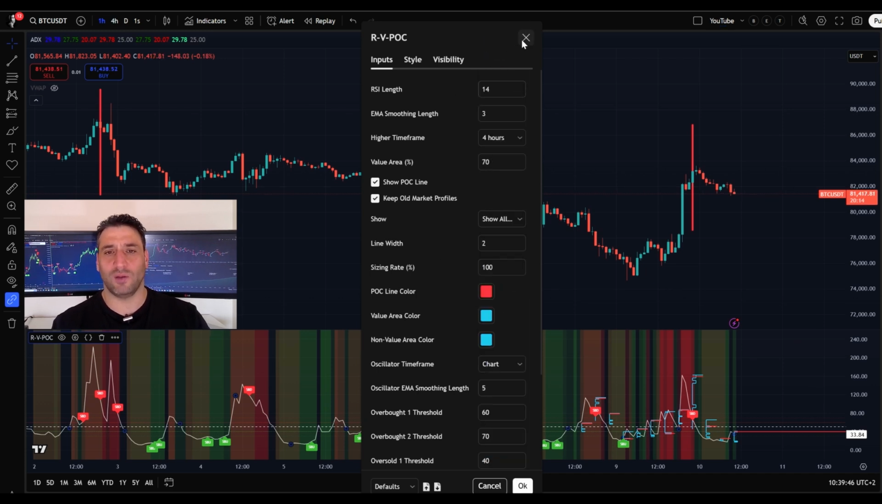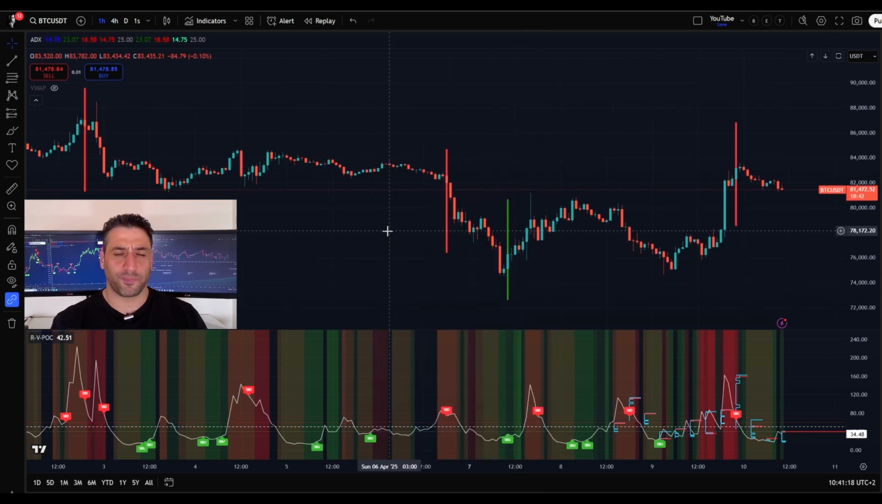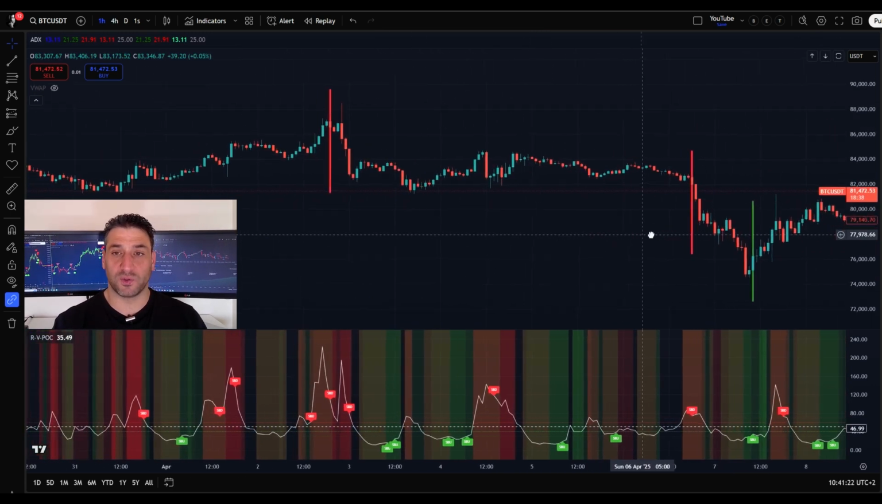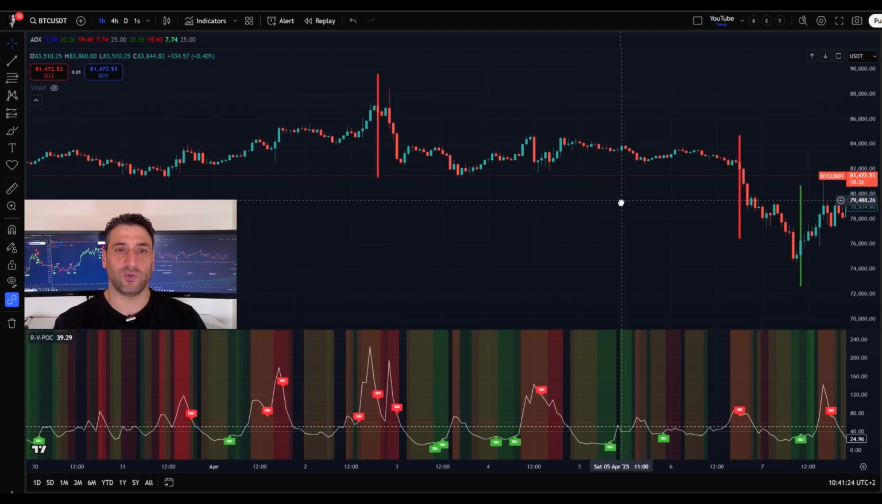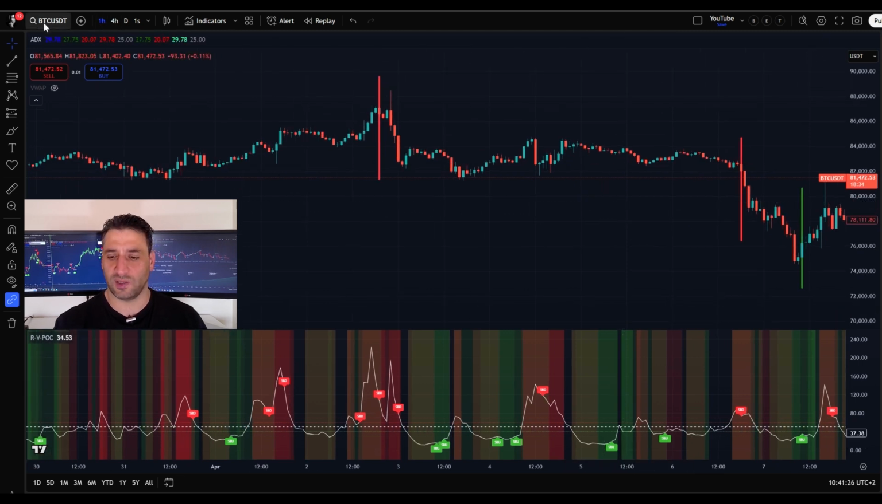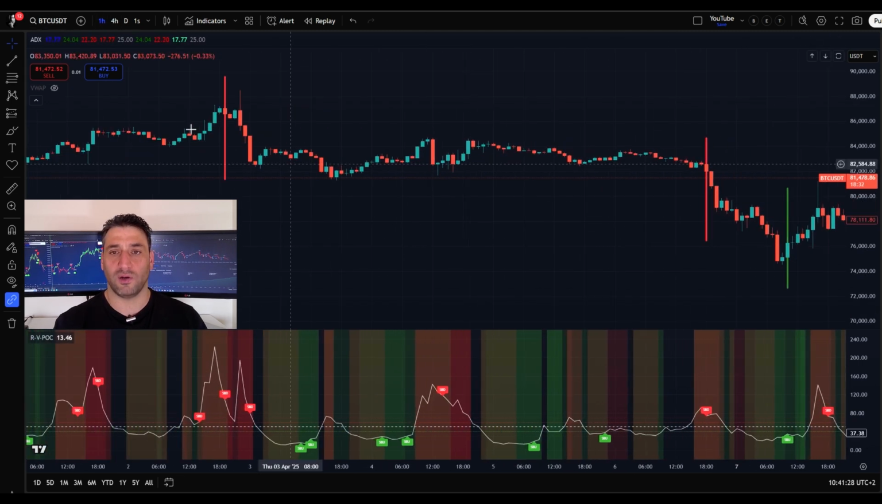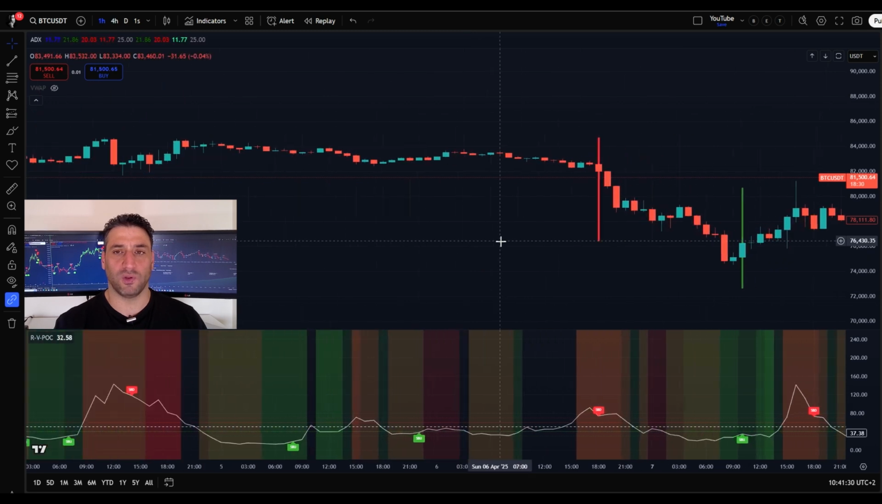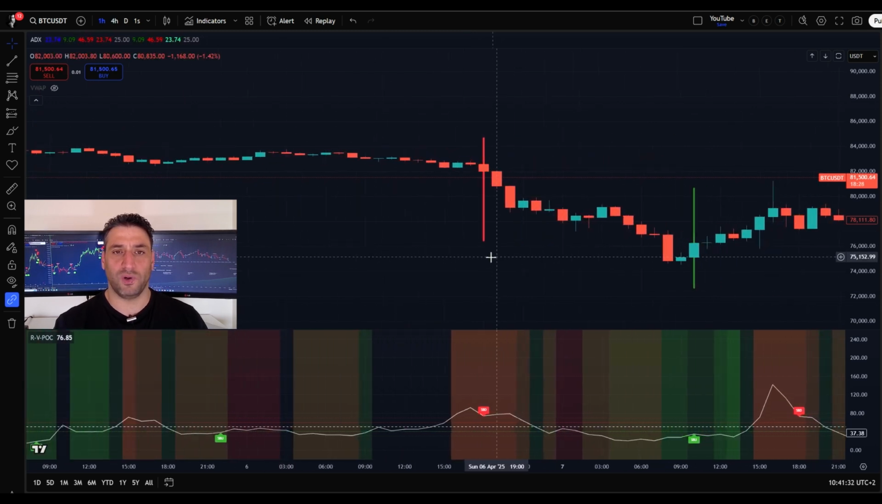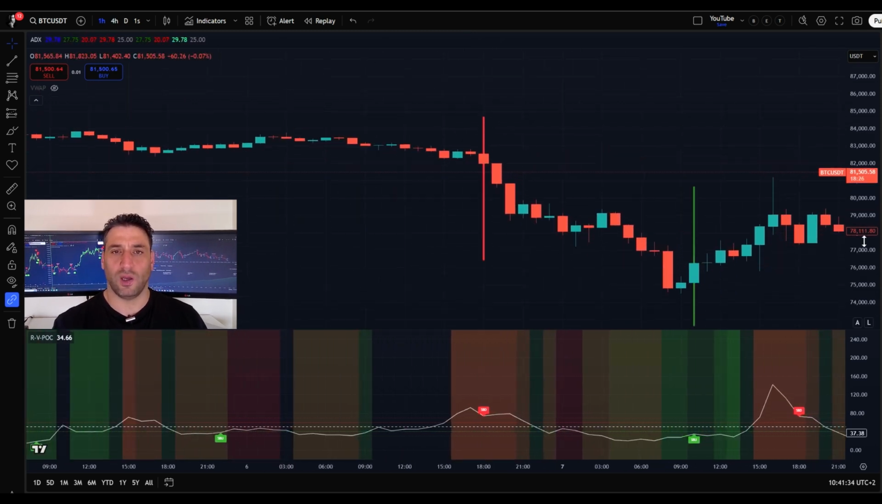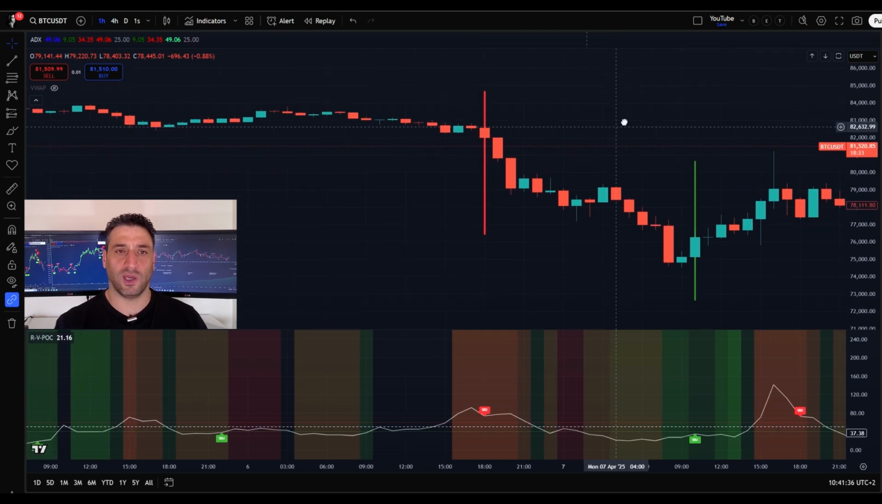It's really all about finding what works best for you. Now let's see this indicator in action and explore how you can use it to spot profitable trades. We're looking at a 1 hour Bitcoin chart with the indicator set at 4 hour higher time frame, and I will walk you through a few examples to show you how useful this tool can be.